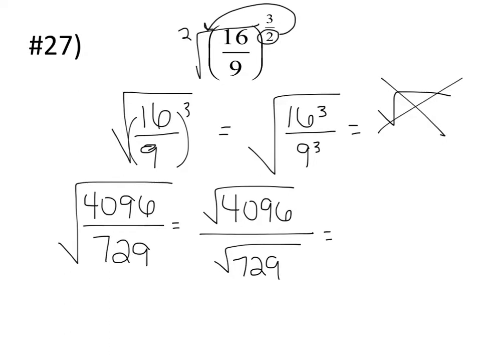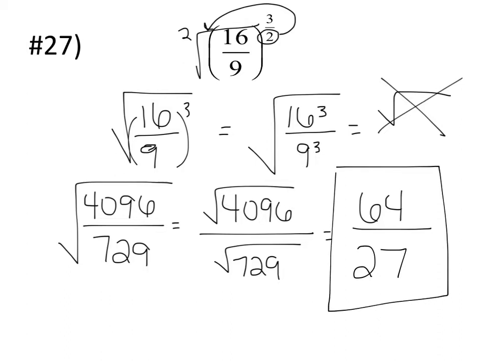Okay, the square root of 4,096 is 64, which makes sense because the cube root was 16, and the fourth root was 8, so it would make sense that it would be divisible by both of those. And then 729, the square root of 729 is 27, and we know the cube root of 729 is 9, so it would make sense that it would be 64 over 27.